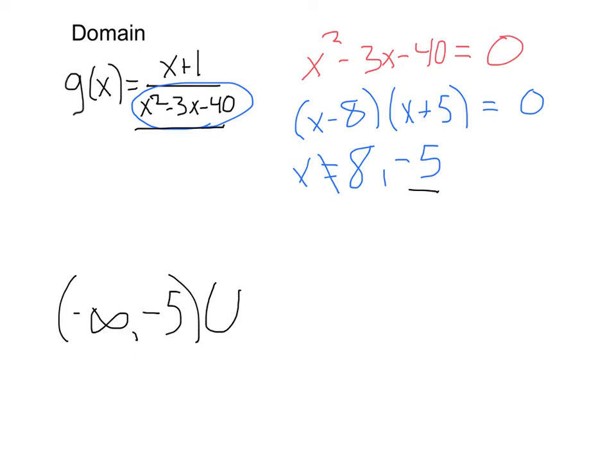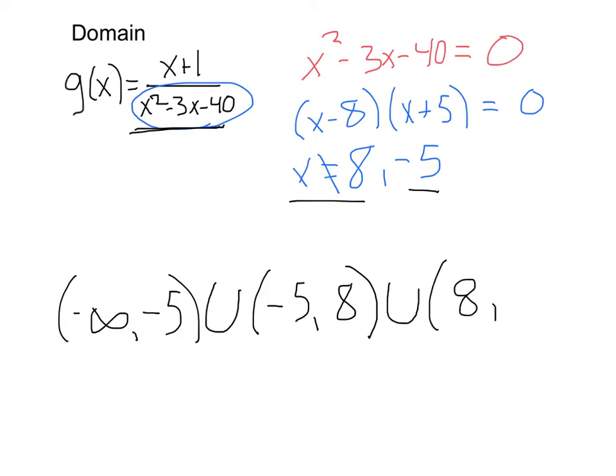I'm going to union that with negative 5 all the way to 8. And again, I'm putting a parentheses because 8 is also going to make this 0, which I do not want. And then I'm going to union that with 8 all the way to positive infinity. So if I read this, I know my domain, my x values, can go from negative infinity to negative 5, not included, negative 5 to 8, not included, and then 8 all the way to infinity.